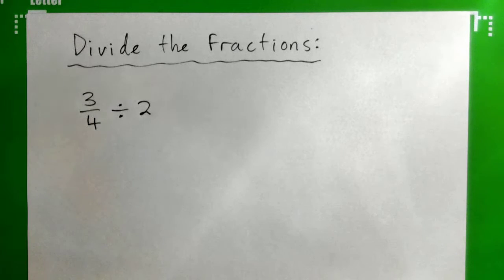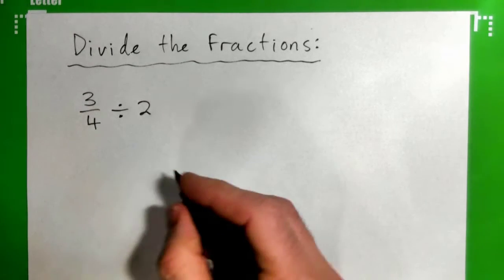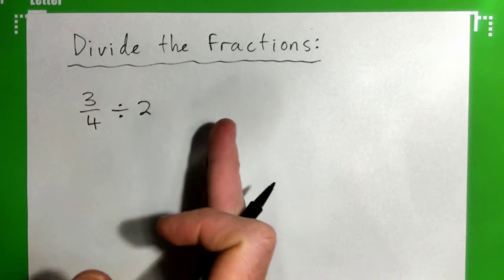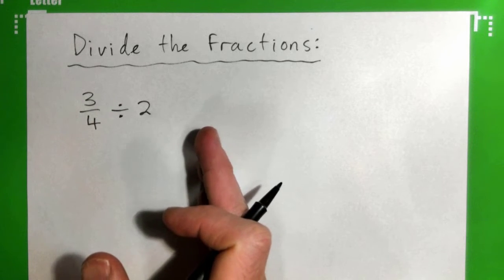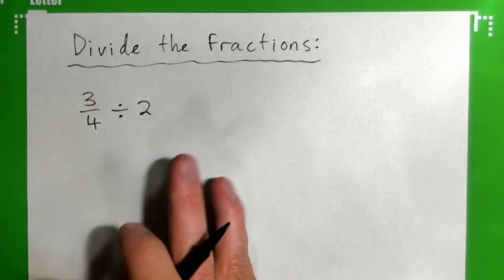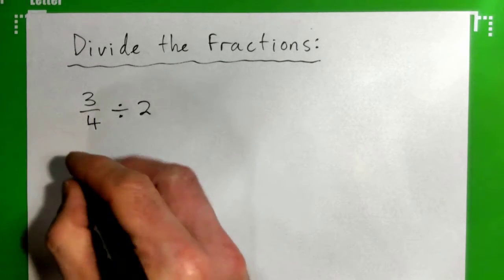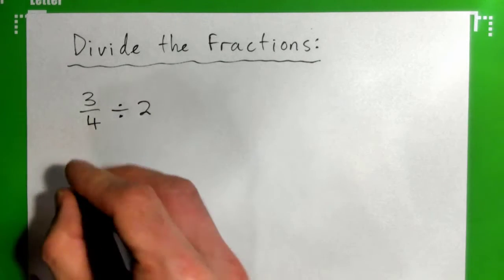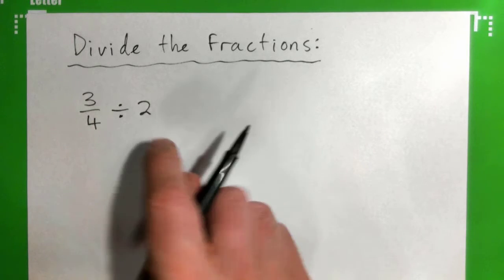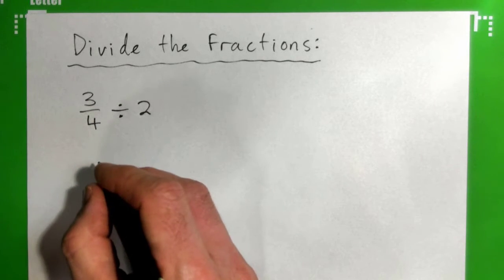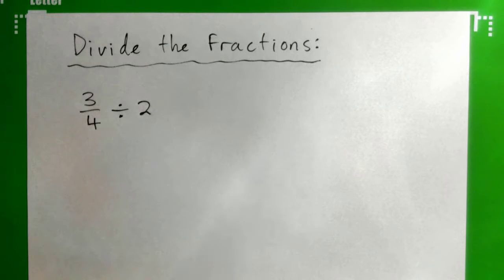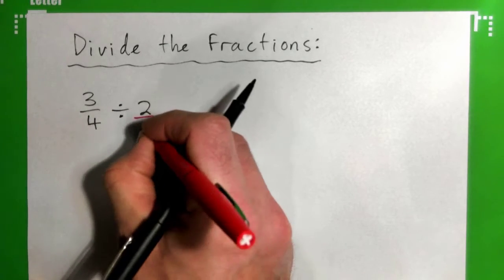Alright, so we've got 3/4 divided by 2. We're going to divide these fractions. And the trick with dividing fractions is, well, first of all, everything must be in fraction form. So the first step I'm going to ask you to do is, can you write 2 as a fraction? Yeah, 2 is just 2 over 1.